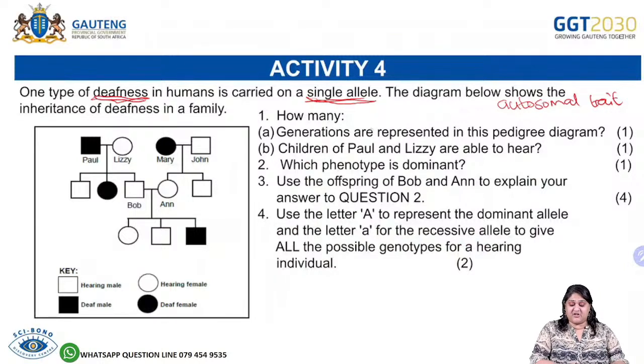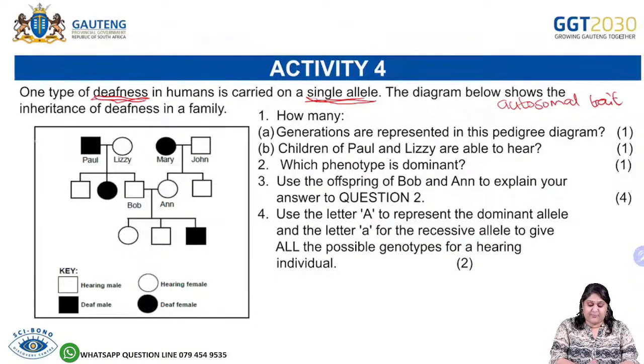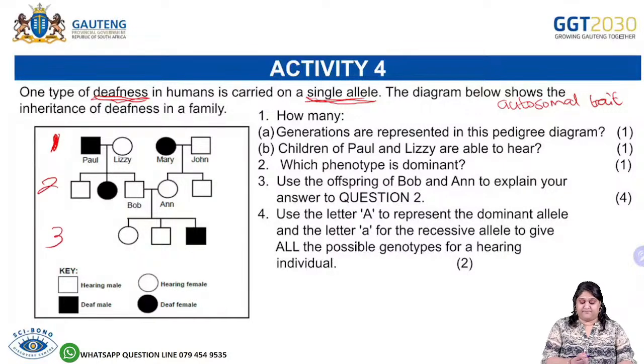How many generations are represented in this pedigree diagram? So like I explained to you, this is Paul and Lizzie, and Mary and John. These are two families, okay? We have two parent groups here. That's the first generation, the second, and the third.